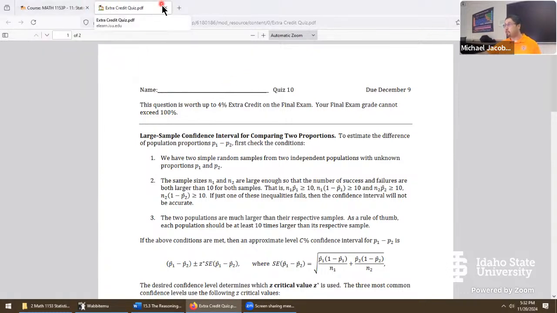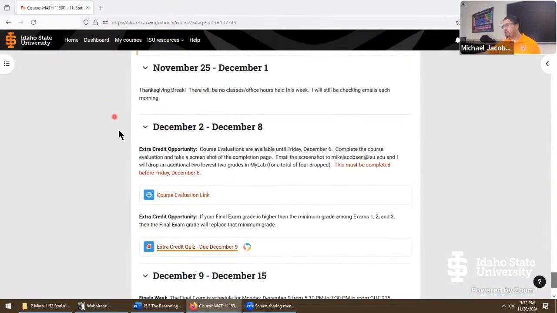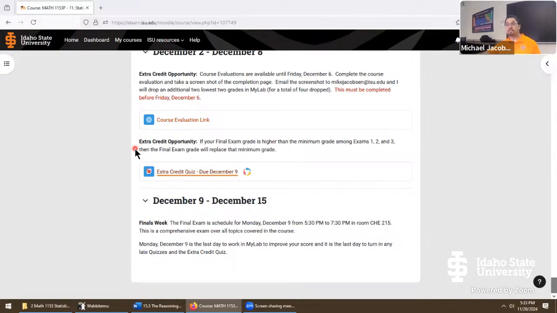So that's the extra credit quiz. It goes along with the other extra credit assignments and activities. I'd say the easiest extra credit is the course evaluation link, but it's tedious to fill out an entire form. The next hardest one is definitely scoring high on the final exam. It'll replace your minimum scores on exam 1, 2, and 3.